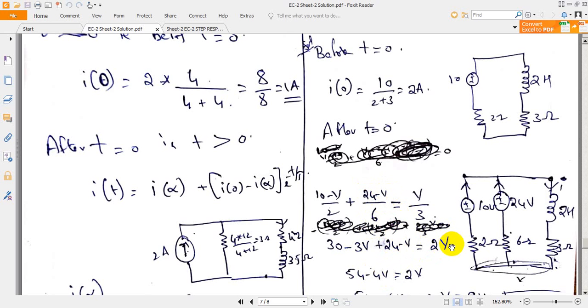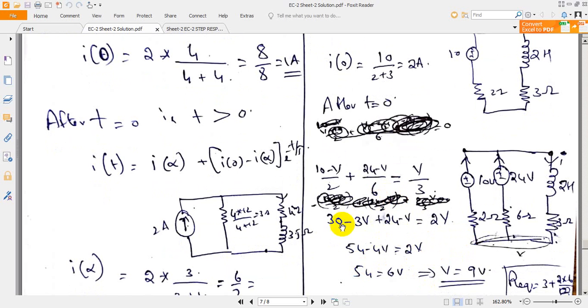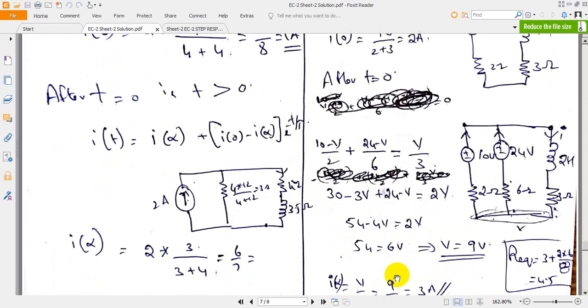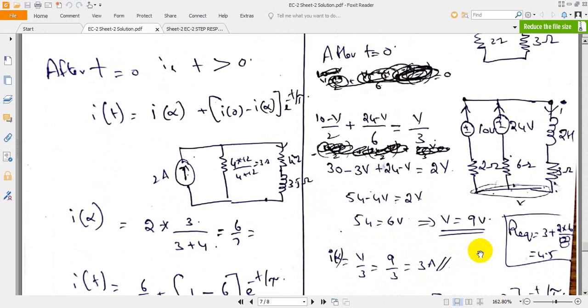Actually you are supposed to write V, and this whole expression divided by 6. I am shifting this 6 to this side, so you will get 6V by 3, which is equal to 2V. Together, if you simplify this, we get 54 minus 4V is equal to 2V, or 54 is equal to 6V, or V is equal to 9 volts.